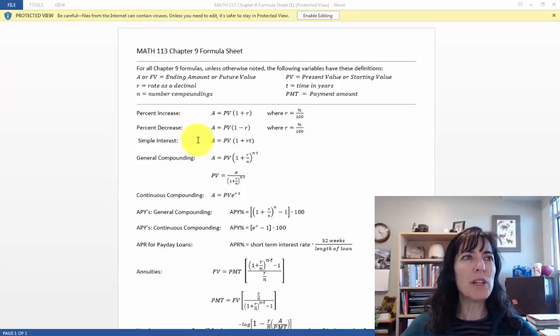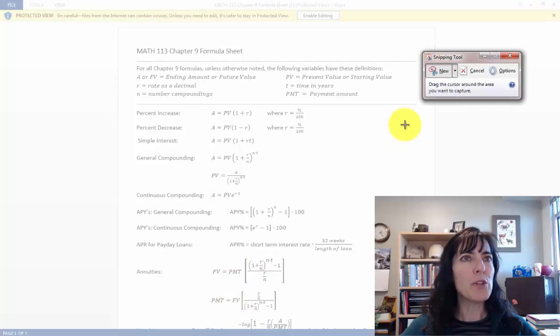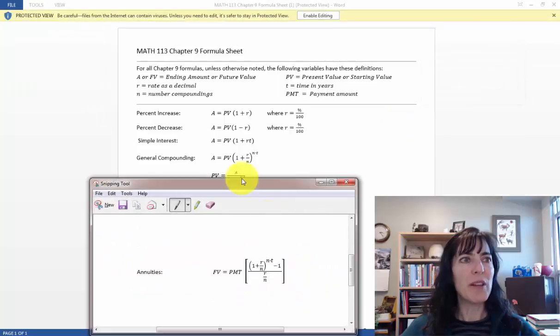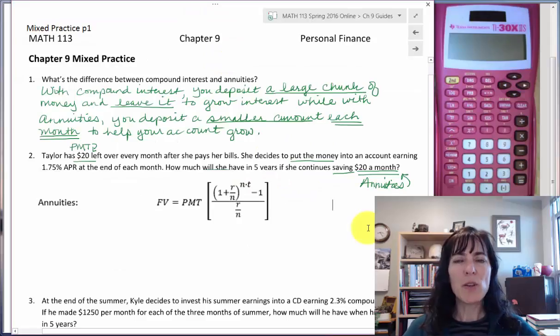On this formula sheet, I am looking for annuities formulas, and I see I have one here. This one is the future value, solve for the future value, and it has the payment on the right. That's the formula I need. So I'm just going to snip it real quick because I want to have it there for us to use. And so there's that formula for us, and we can just start plugging in some values.